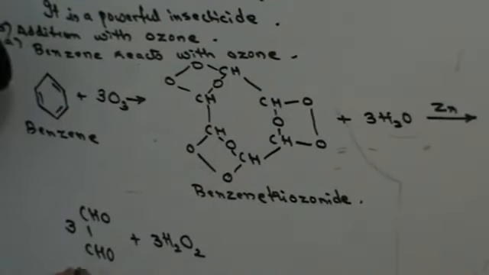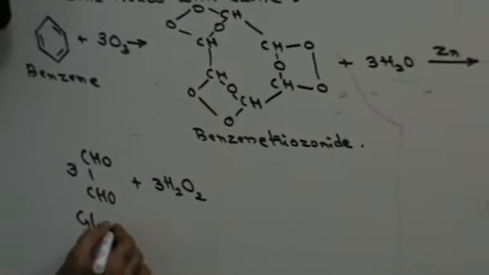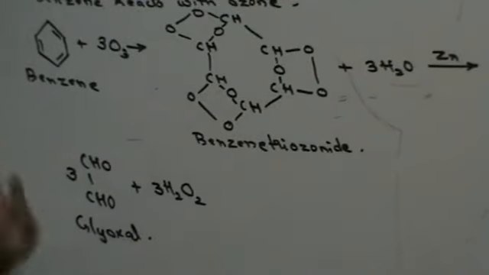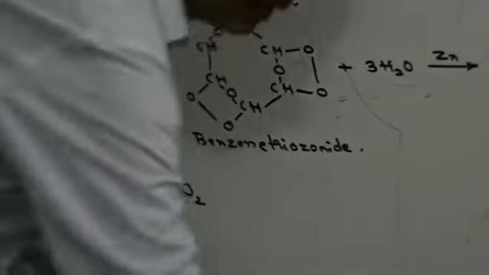This is going to be called as glycol. So you will get glycol and hydrogen peroxide. So this is going to be my addition reaction with ozone. Finally, get this in clear. Next, let's move on to substitution reactions, guys.